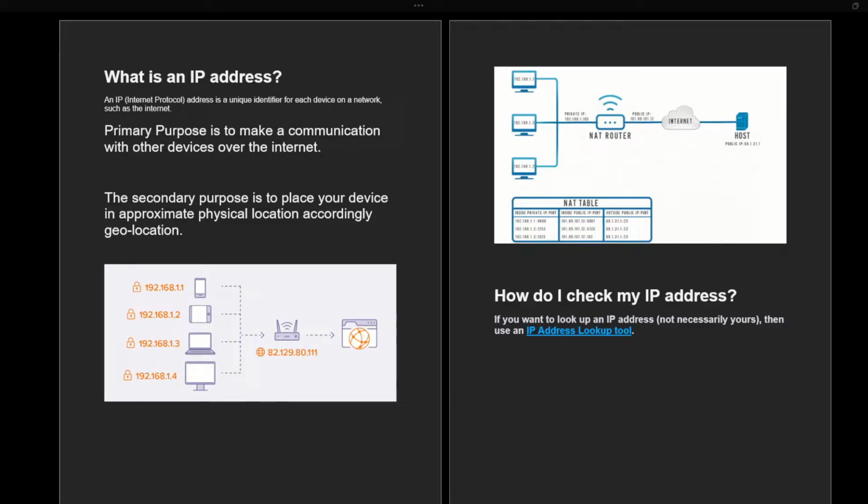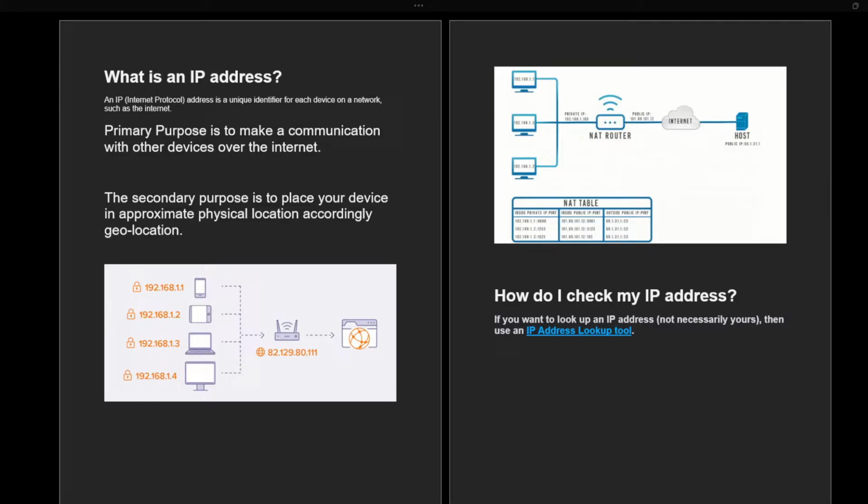What is an IP address? An IP address, IP meaning Internet Protocol, is a unique identifier for each device on the network. When your device is out there on the internet, unless you are not exposed to the internet, you don't have to worry about it. Once your device is connected to the internet, it will generate an IP address for your device so that your device can communicate with other devices over the internet.